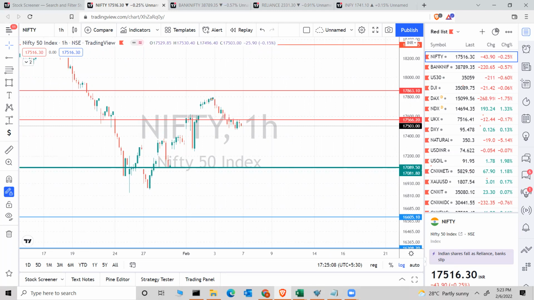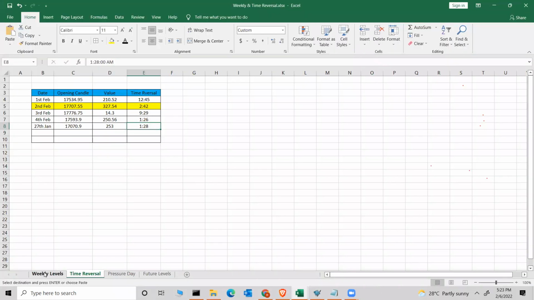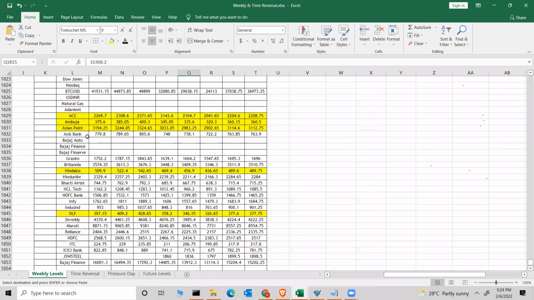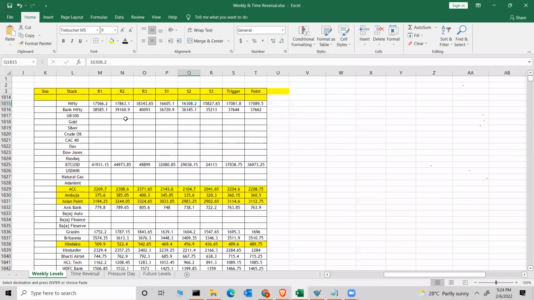Now let's see, these are the weekly levels which I have shared every week. You could see every week, starting from, I have the past data also here. I share these weekly levels every Sunday. So here, what is the weekly level I have given? These are the 3 supports and these are the 3 resistances. And this is the trend decider. Trend decider will tell you which side the direction will go.